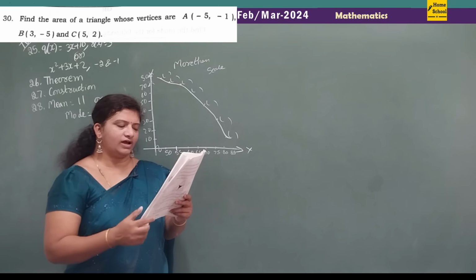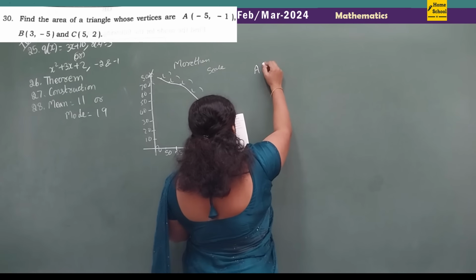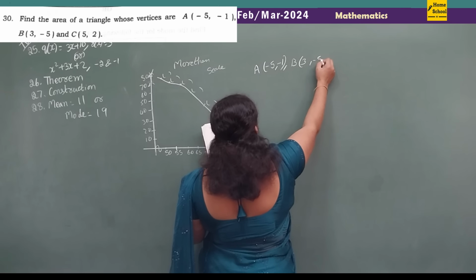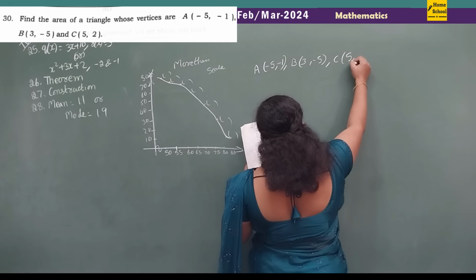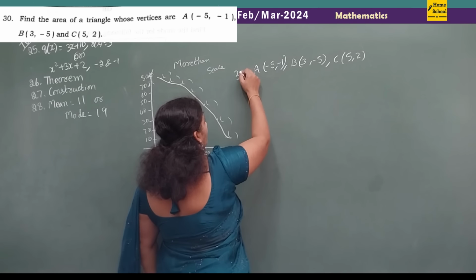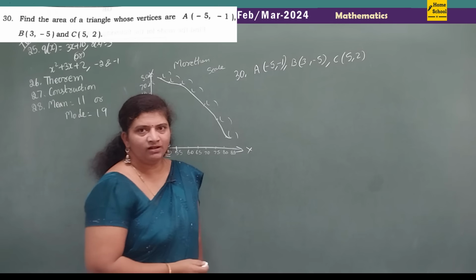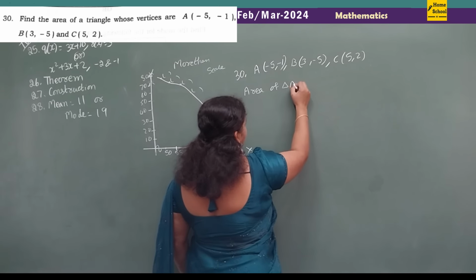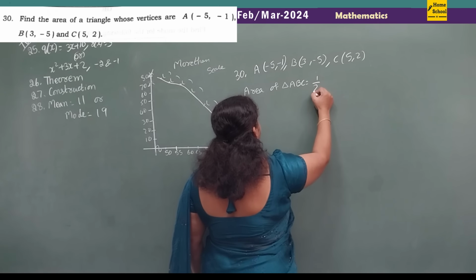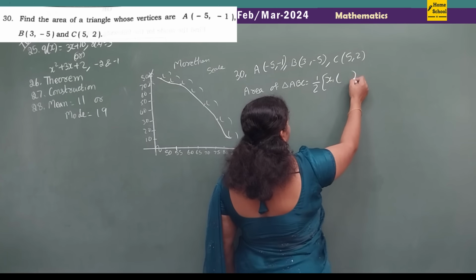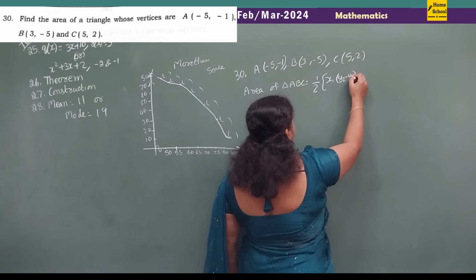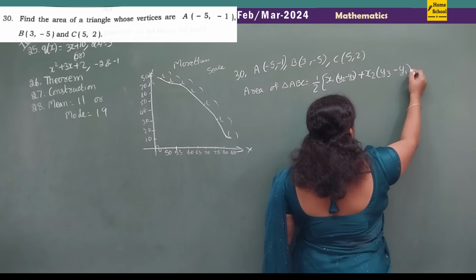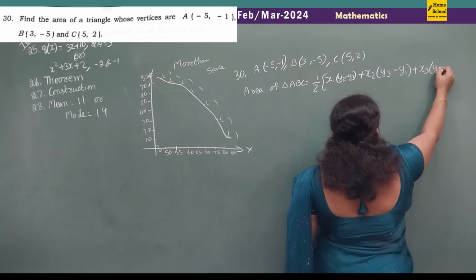30th one: find the area of a triangle whose vertices are A(-5, -1), B(3, -5), C(5, 2). This is your 30th problem. We know the area of a triangle formula. Write here: area of triangle ABC is equal to half into x1 into (y2 minus y3) plus x2 into (y3 minus y1) plus x3 into (y1 minus y2).